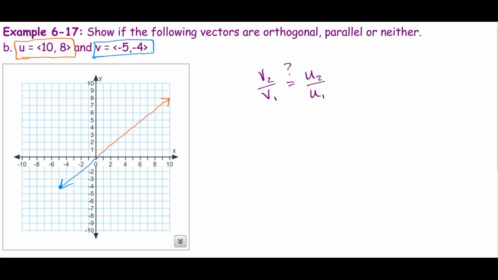Remember, horizontal and vertical components. So I'm going to take negative 4 over negative 5, and I'm trying to test and see if that is the same as 8 over 10. This gives me 4/5 is equal to 8 over 10, which reduces to 4/5. So they're equal, therefore u and v are parallel.